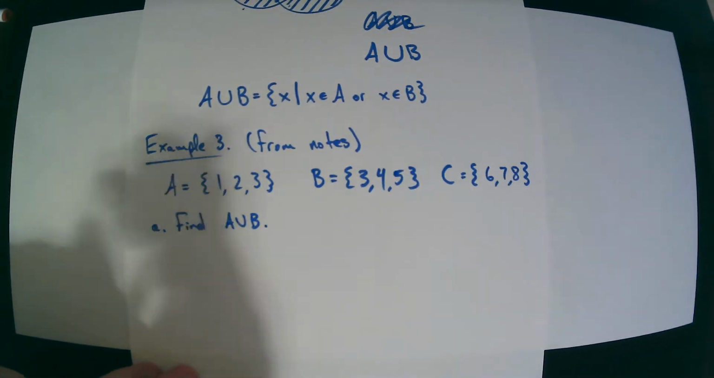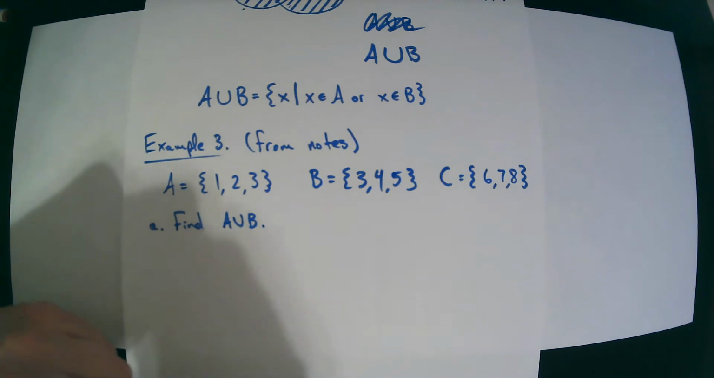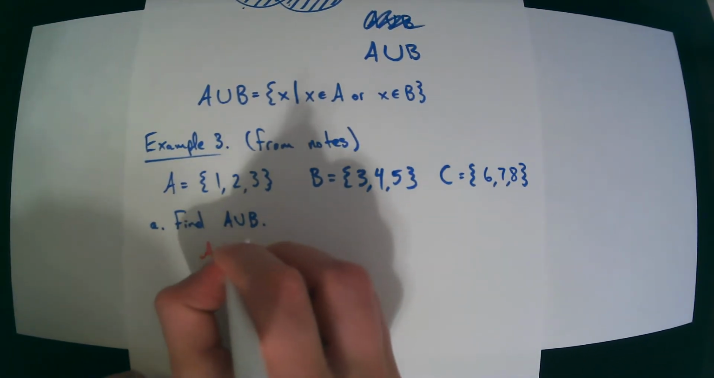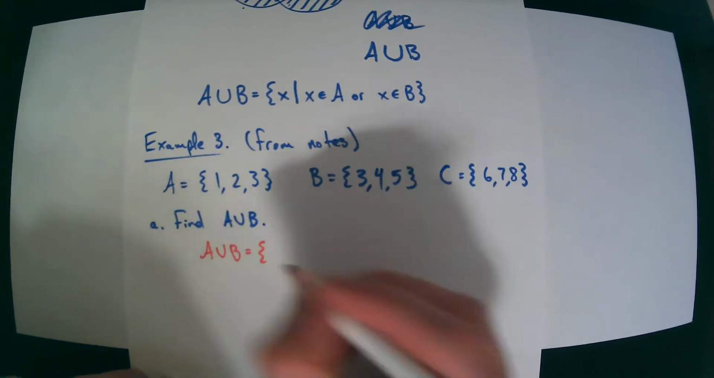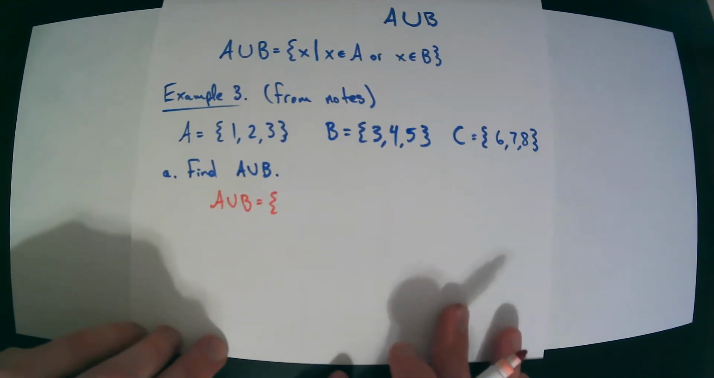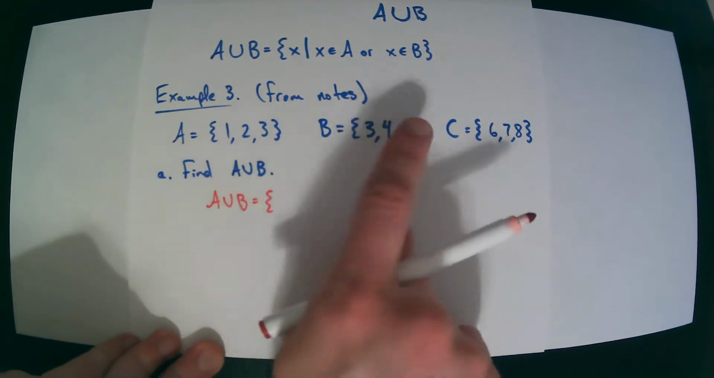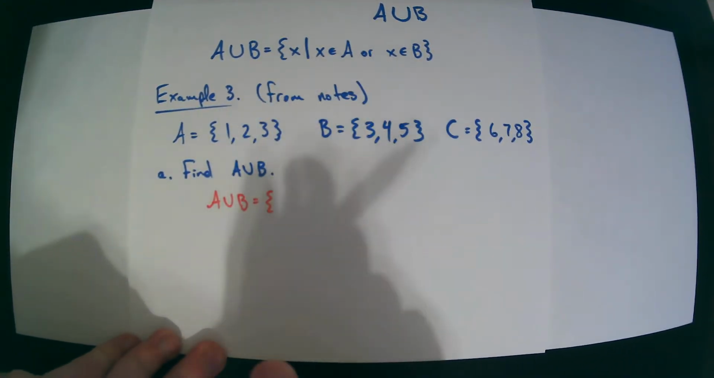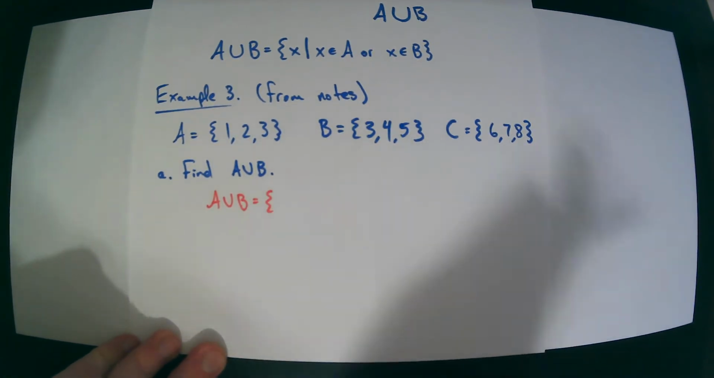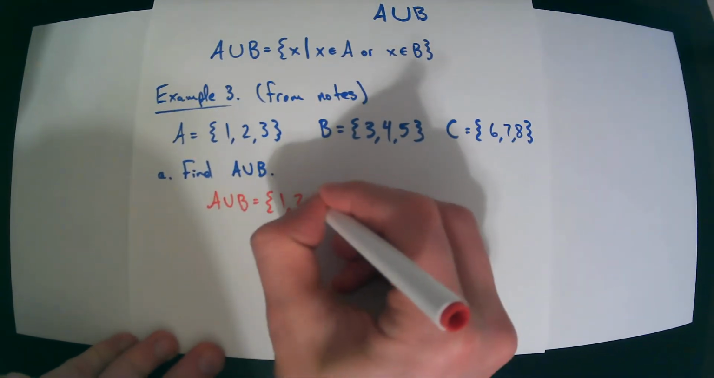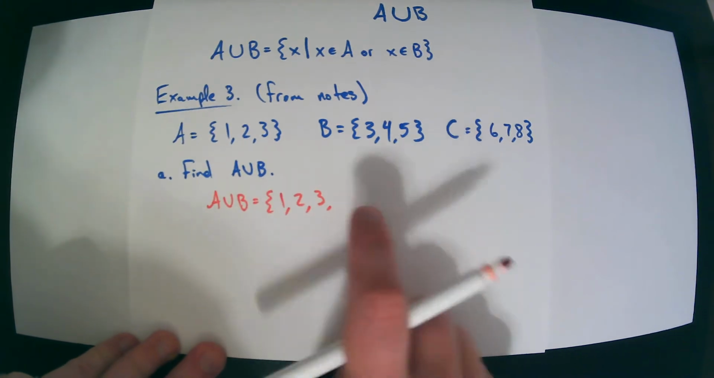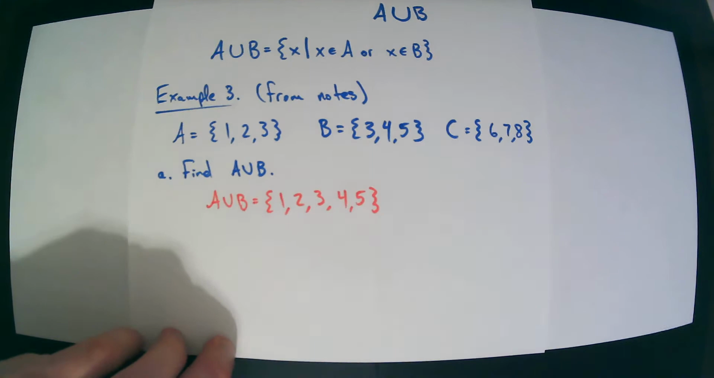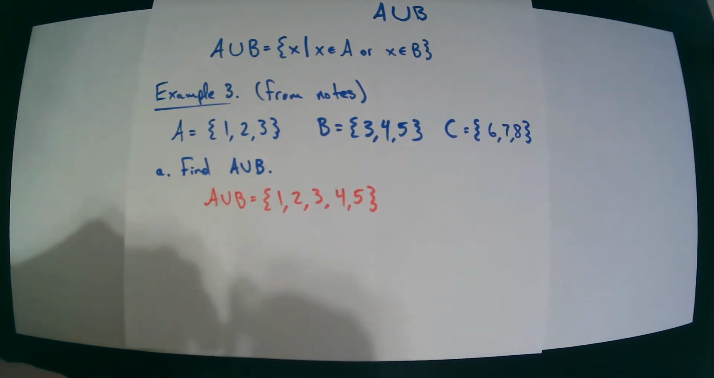A union B. Well, I will do a different color for my solution here. A union B is going to be a set. I want to combine A and B. Notice they have a shared element. I am not going to repeat that element. I am going to write it. I'm going to write 1, 2, 3, but I'm not going to write 2 3s because it's the same element. 4, 5. There it is, A union B.